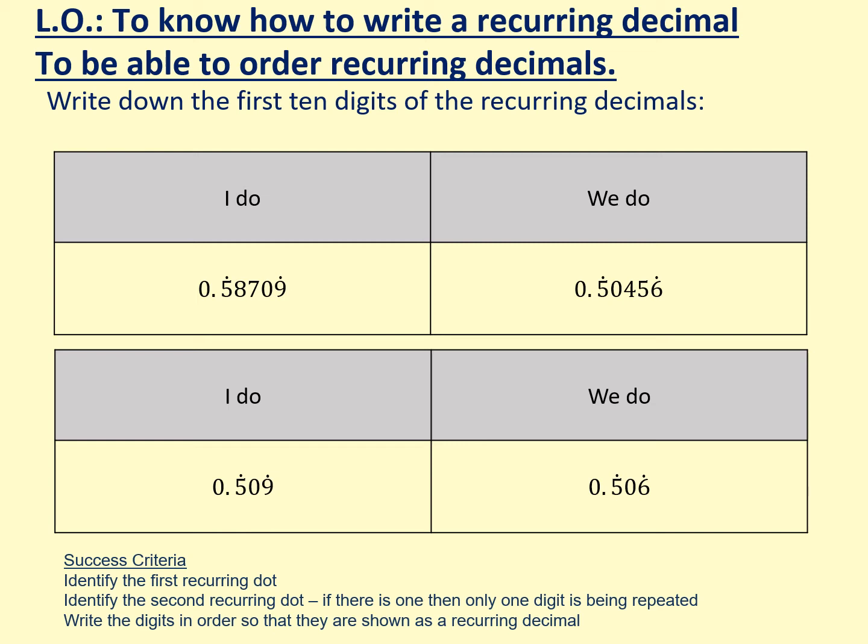So the success criteria to know how to write a recurring decimal are to identify the first dot. So in my I do question example, the first dot is above 5. Identify the second recurring dot if there is one. So I've identified the second. Write the digits in order so that they are shown as a recurring decimal. Okay, so my recurring decimal looks like this.